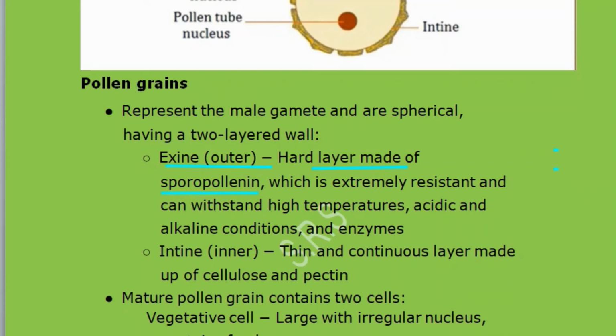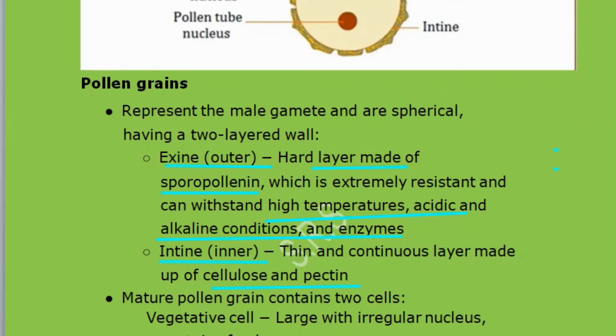Exine is made up of sporopollenin, which is extremely resistant and can withstand high temperature, acidic and alkaline conditions, and enzymes. So it is non-biodegradable. The next is intine, the inner layer, made up of cellulose and pectin. It is a soft elastic layer. That means the pollen tubes are formed by this intine layer. The pollen tubes move out through the germ pore and are formed by the intine.